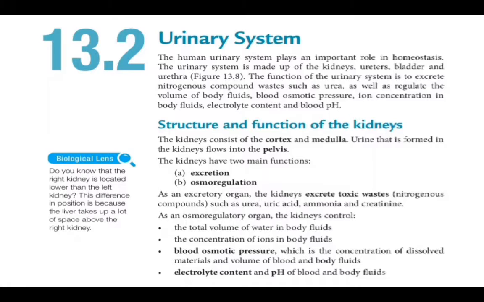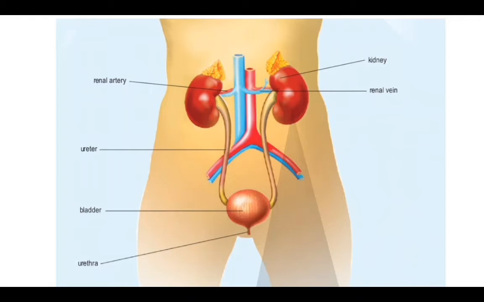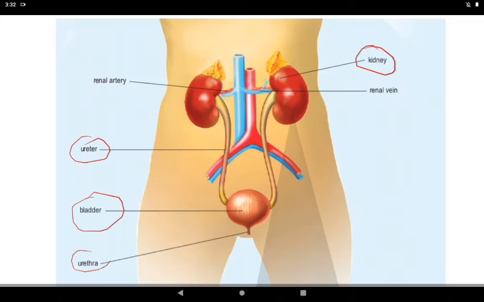The human urinary system plays an important role in homeostasis. So before this we have learned what is homeostasis. The urinary system is made up of kidneys, ureters, bladder and urethra. So this is the human urinary system. We have the kidney, ureter, the bladder and urethra.